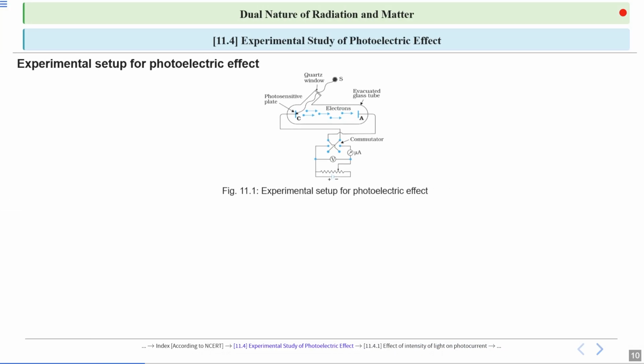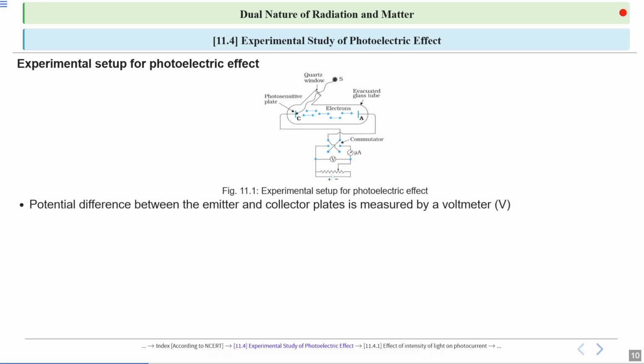Now, let's focus on the role of the potential difference. The potential difference, or voltage, between the emitter and collector plates is measured using a voltmeter labeled as V in the figure. Alright, this voltage helps us control and measure the energy with which electrons move from the emitter to the collector. By adjusting this voltage, we can study how the electrons respond to different electric fields.